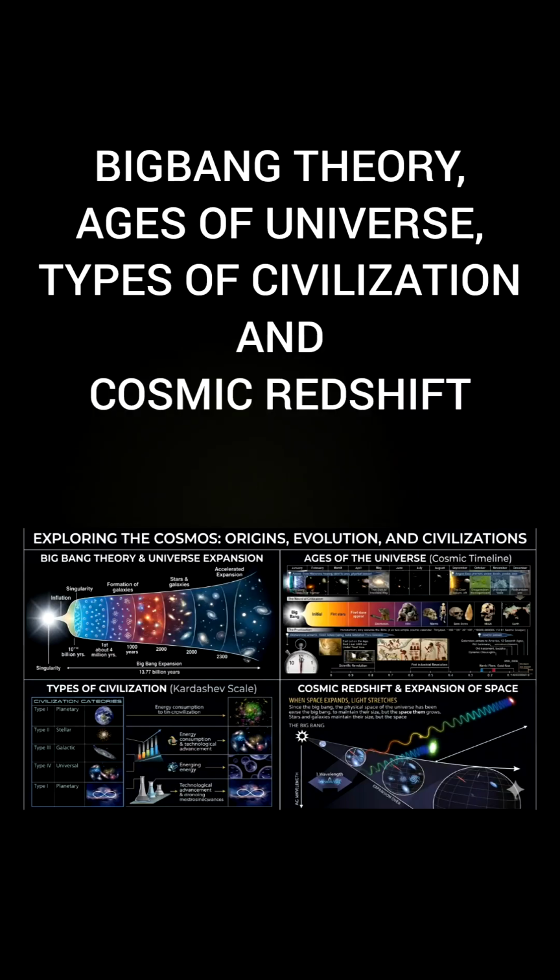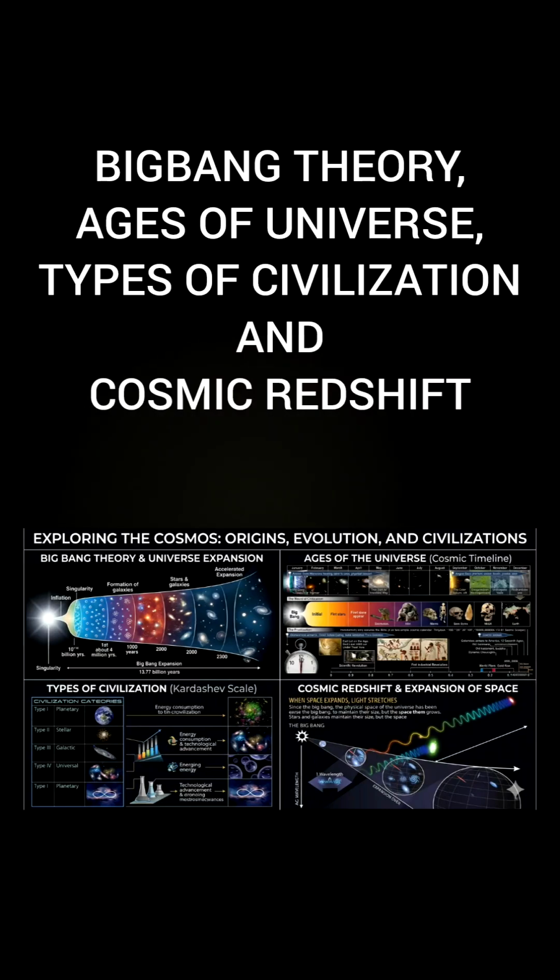Type 3, galactic civilization. A Type 3 civilization can harness the energy of an entire galaxy. Energy source. They would capture energy from billions of stars, black holes, and the galactic center. Capabilities. They would have mastered interstellar travel and communication. To us, their technology would appear indistinguishable from magic. They might use black hole engines or manipulate the fabric of space-time for transport.